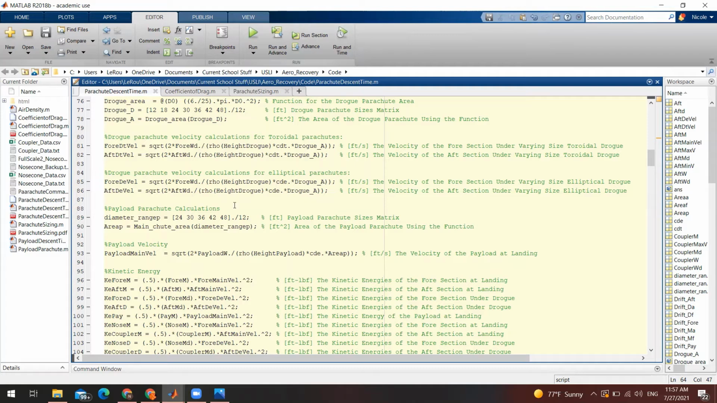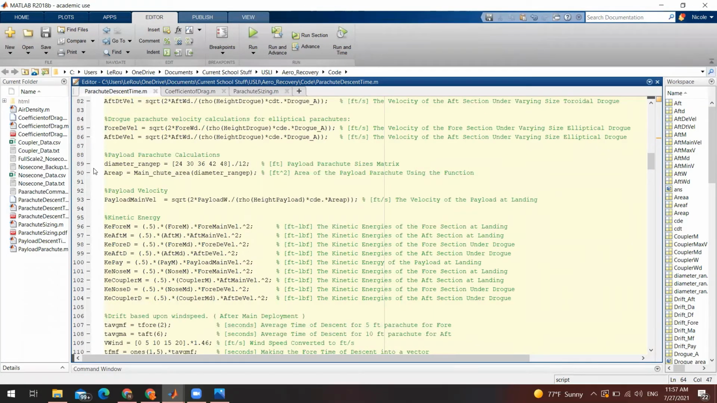We did use both. We ended up going with elliptical parachutes for the drogues for a couple of reasons that we'll see later, but elliptical parachutes are just overall a better choice for a drogue chute. And you don't really find elliptical or toroidal parachutes that are so small. They don't usually make them that small. We also had a parachute on the payload, so we had to do calculations for the payload's parachute. It's the same general idea as the last three, and we're just finding the main velocity of the payload at landing.